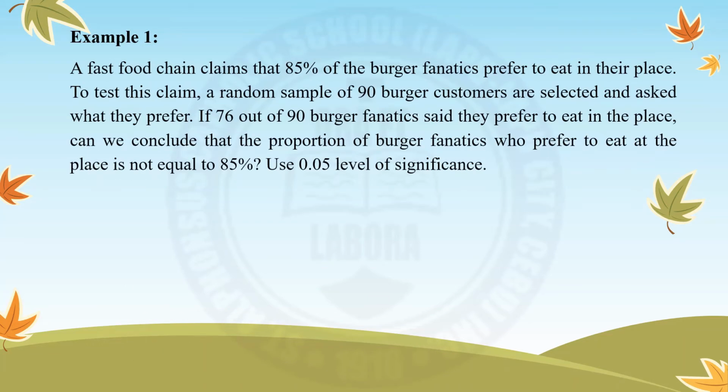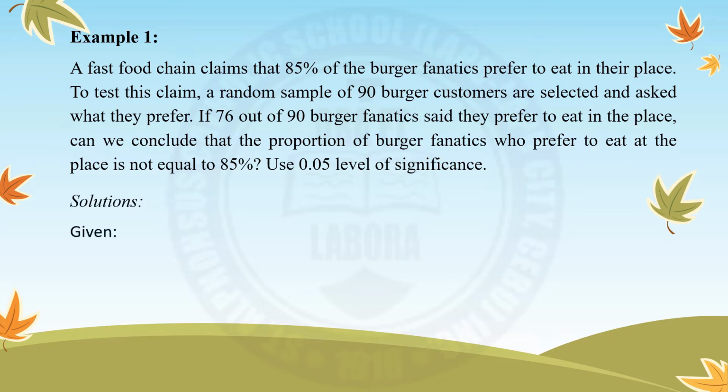For example, number 1, a fast food chain claims that 85% of the burger fanatics prefer to eat in their place. To test this claim, a random sample of 90 burger customers are selected and asked what they prefer. If 76 out of 90 burger fanatics said they prefer to eat in the place, can we conclude that the proportion of burger fanatics who prefer to eat at the place is not equal to 85%? Use 0.05 level of significance.